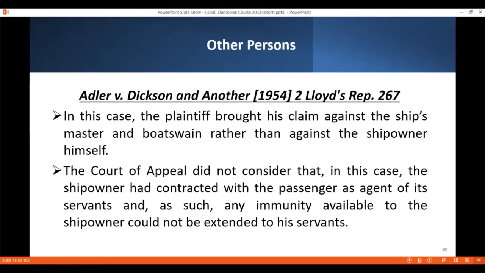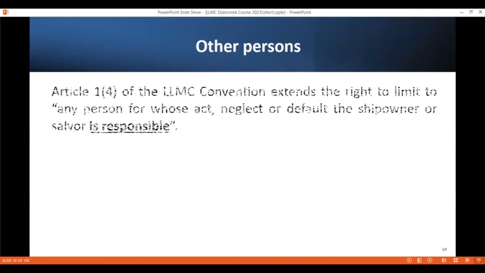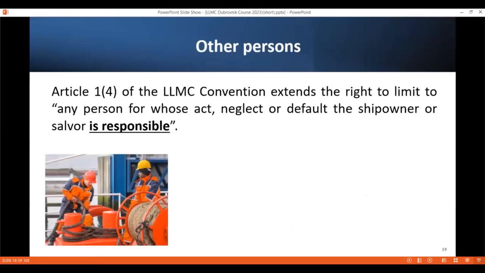And that's how the Himalaya clause extends the provisions of those involved on behalf of the owner to be covered by the provisions of the relevant treaty. However, the LLMC convention went a bit beyond, and it doesn't speak of servants. It speaks of any person for whose act, neglect, or default the ship owner or salvor is responsible. So, do they have to be their employees? Does it cover independent contractors?